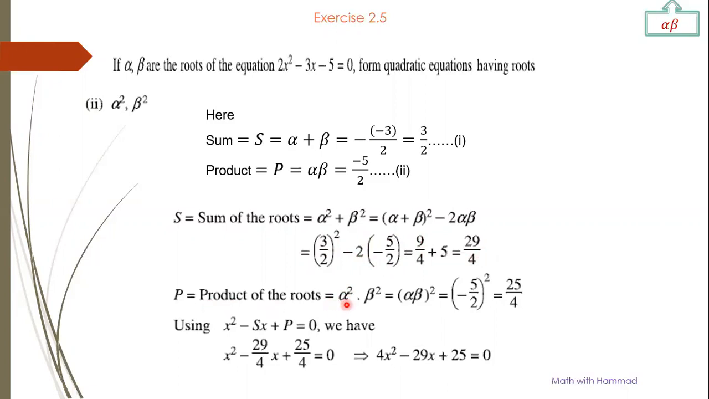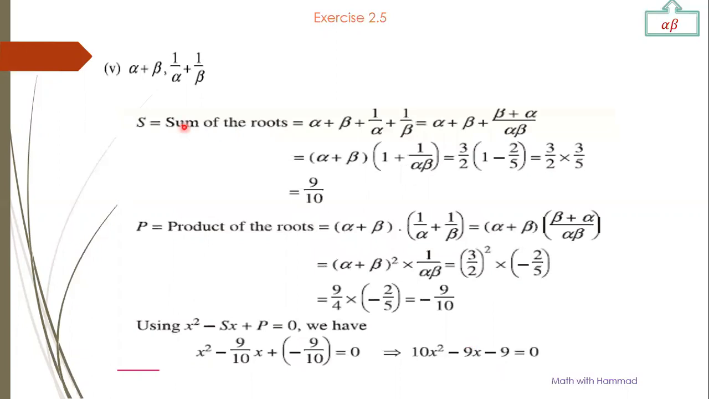Now, product of the roots means alpha square into beta square, that can be written as alpha beta whole square. What is the value of alpha beta? The value of alpha beta is minus 5 by 2. Minus 5 by 2 whole square is 25 by 4. And we know that the standard form is x square minus sx plus p. Here s is 29 by 4 and p is 25 by 4. Multiplying by 4, we get 4x square minus 29x plus 25 is equal to 0. This is the second case of today's topic.